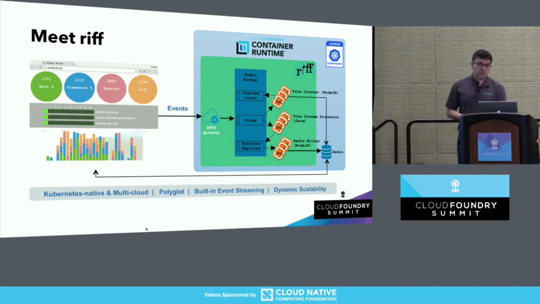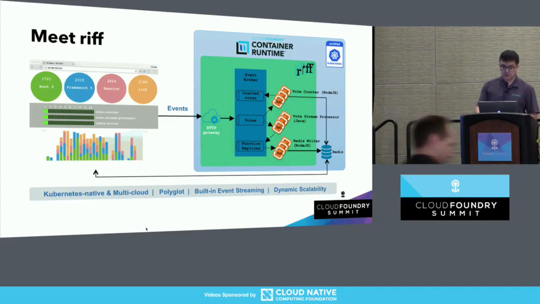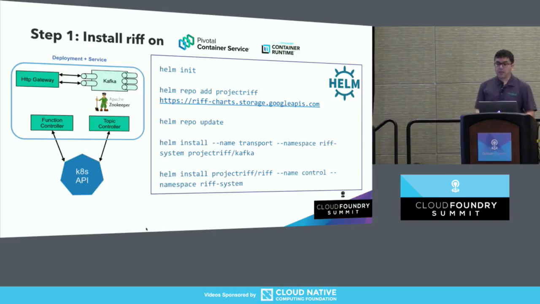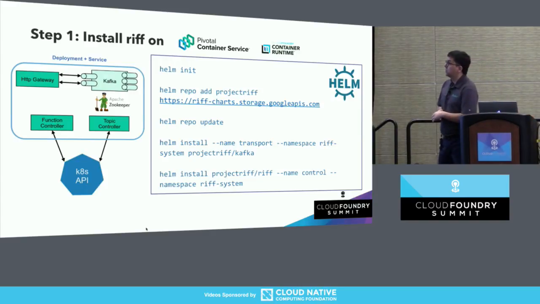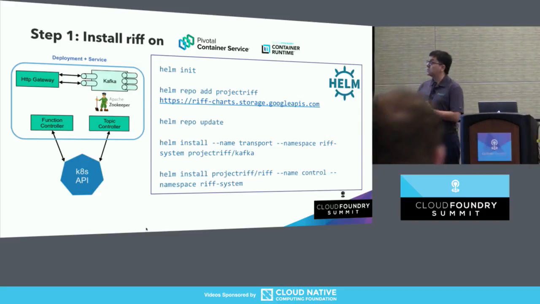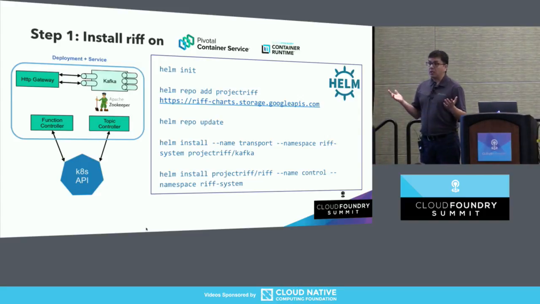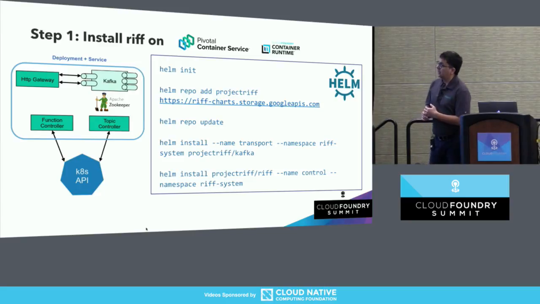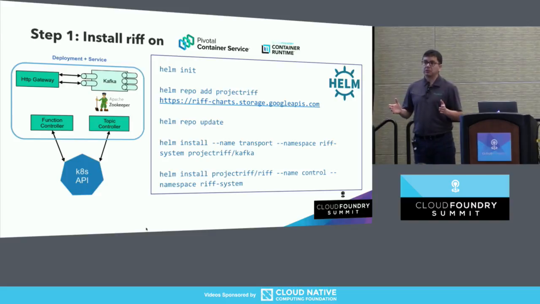All right, so you want to see Riff in action? Cool. The first thing we need to do is install Riff on Kubernetes. It can run on any Kubernetes distribution. So the first thing we're going to do is configure Helm. Helm is the package manager of Kubernetes. We have a few Helm charts that are going to help us with the deployment, and the Helm chart is going to configure Kubernetes resources that are particular to Riff.